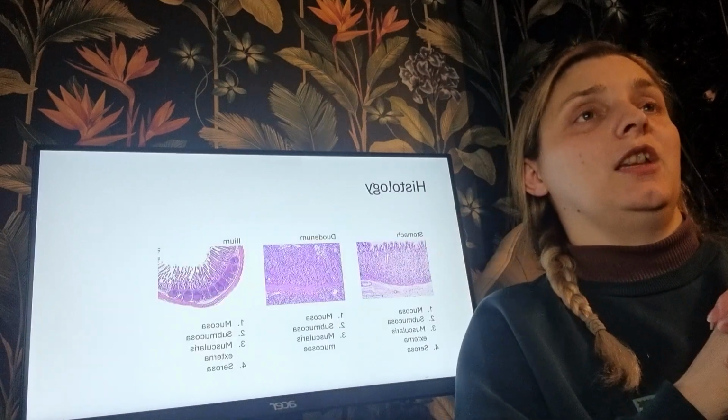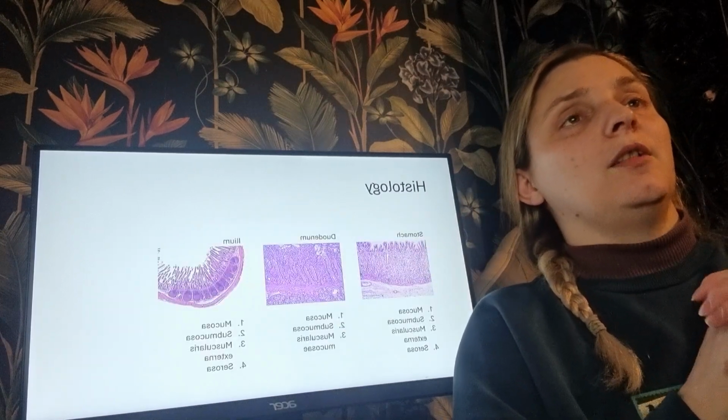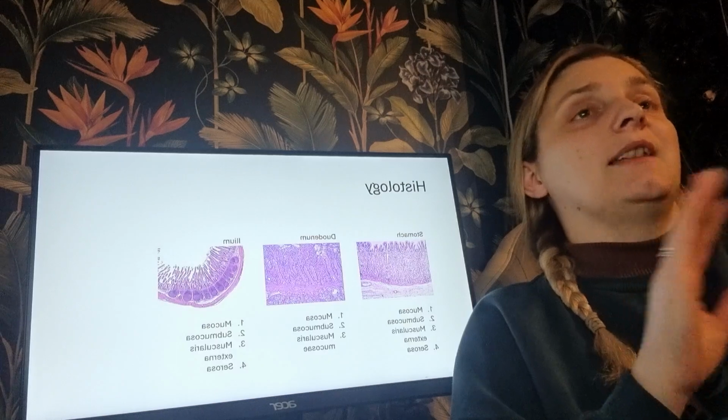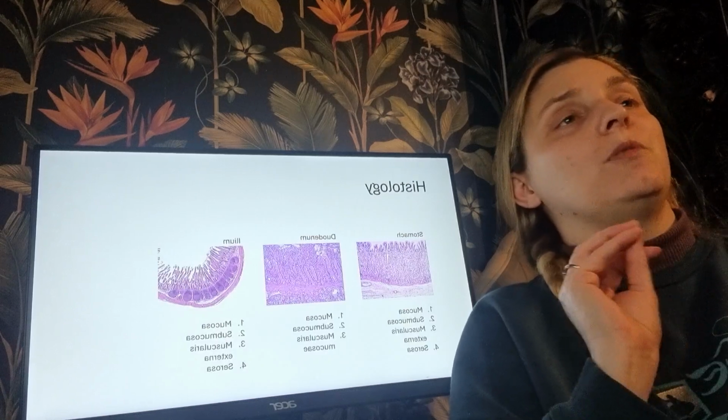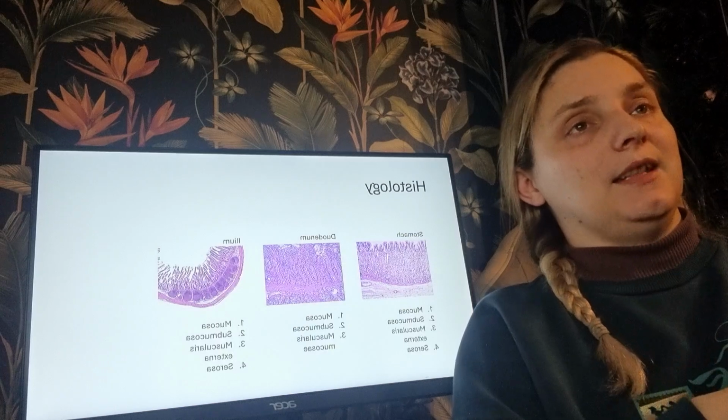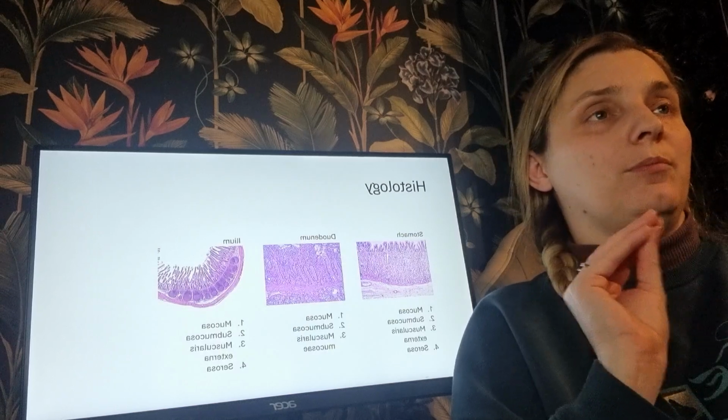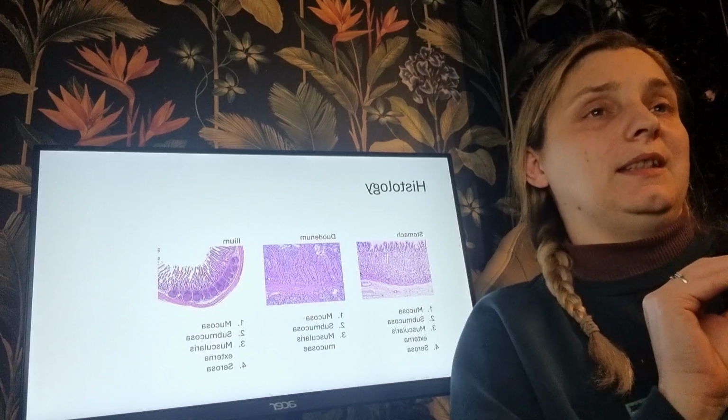Looking at histology, the stomach has 4 layers. Mucosa, the innermost layer, has gastric pits and deep entrances containing gastric glands, which produce and secrete gastric acid. Mucosa membrane protects the stomach from the acidity.